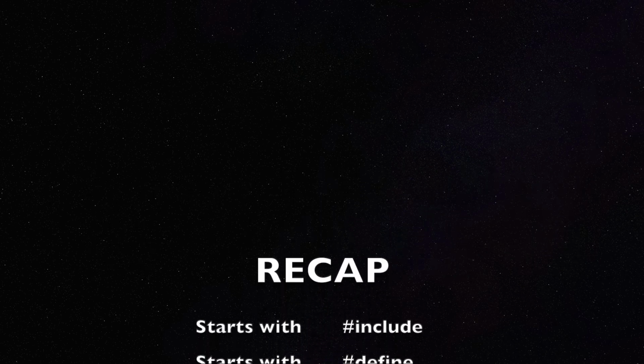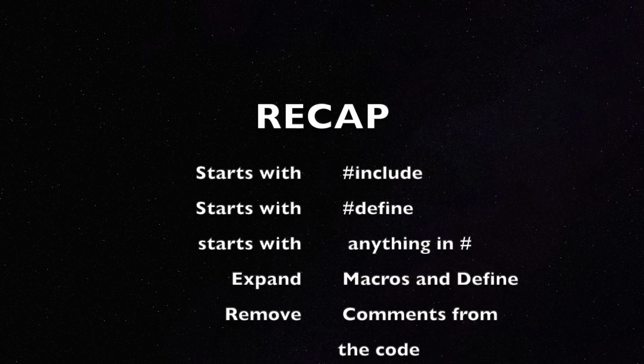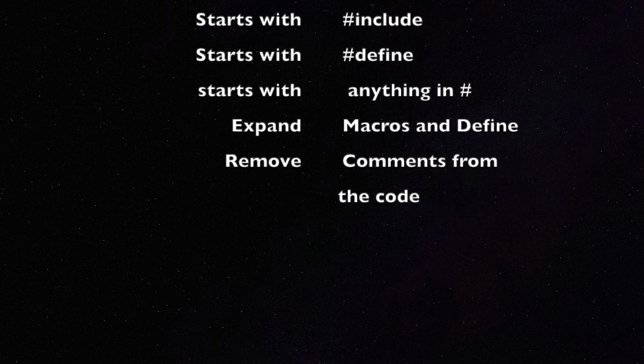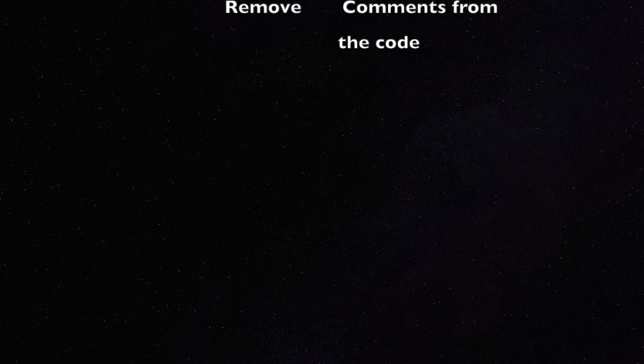So the summary is that the preprocessor handles all the commands that start with hash symbols like #include and #define. This stage prepares your code by expanding macros, including header files, and handling any conditional compilation if that is present in your code. So the next thing we will be seeing is the compilation stage.